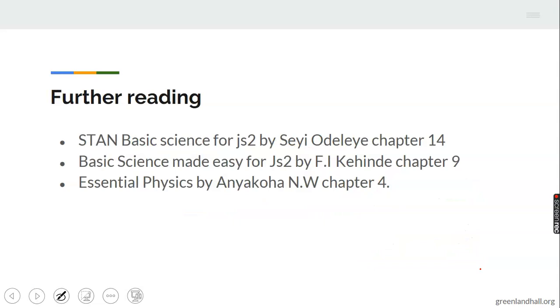Now, for further reading, we can check the STEM Basic Science book, chapter 14. It is made by science teachers. Then we have Basic Science Made Easy for JSS2 by F.I. Kende. That one is very important, chapter 9. Also, you can lay your hands on Essential Physics by Anyakoa, which is very okay. It is also good for further reading, which can help brush you up in knowing more about the topic.